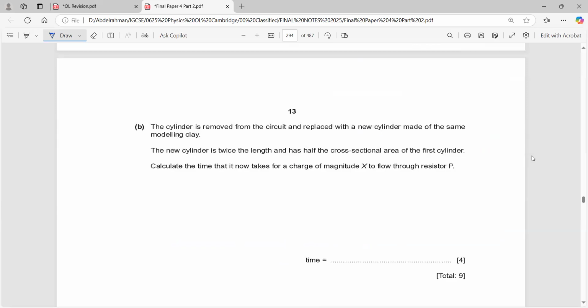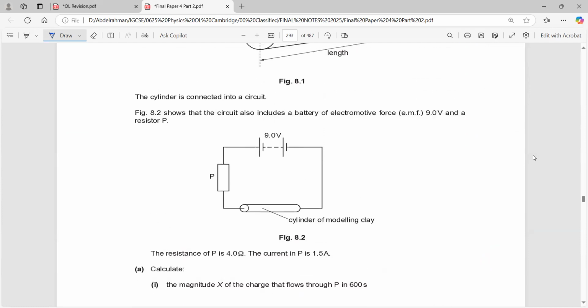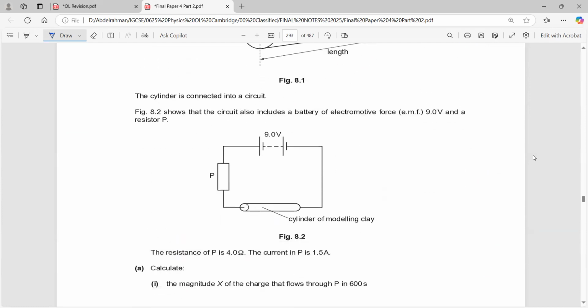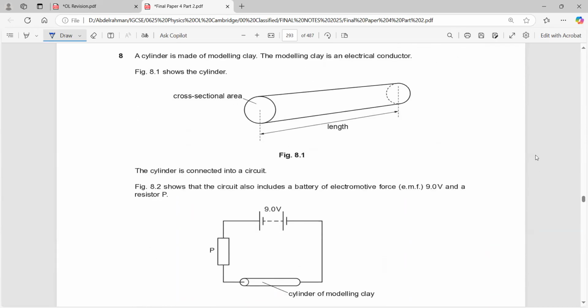This is an interesting question. I really like this question. Let's solve it together. We have a cylinder which is made of modeling clay. Don't ask how, but this modeling clay is an electrical conductor. It has free moving electrons, whatever.